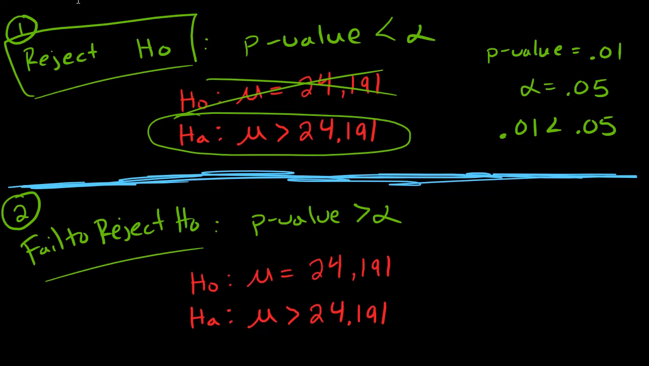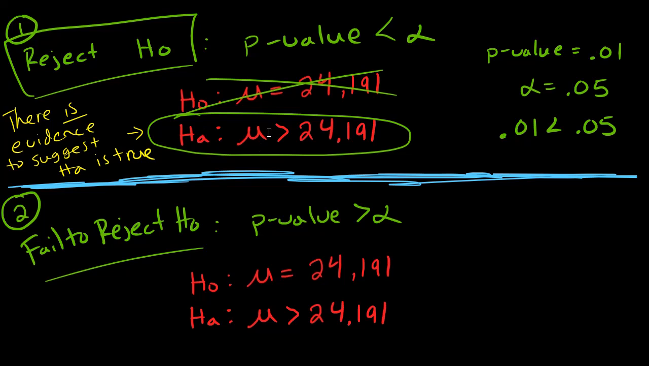So when you've rejected the null, you say there is evidence to suggest HA is true. And usually we don't write HA. Rather, you write out basically what this is saying in plain English. So instead of writing HA, you'd write that the population mean, which is what mu is, is more than 24,191.